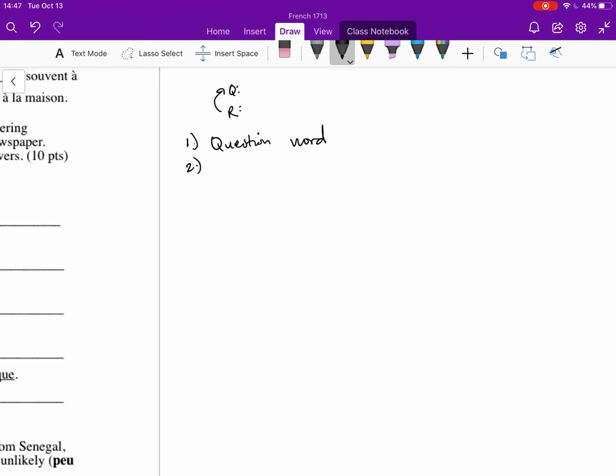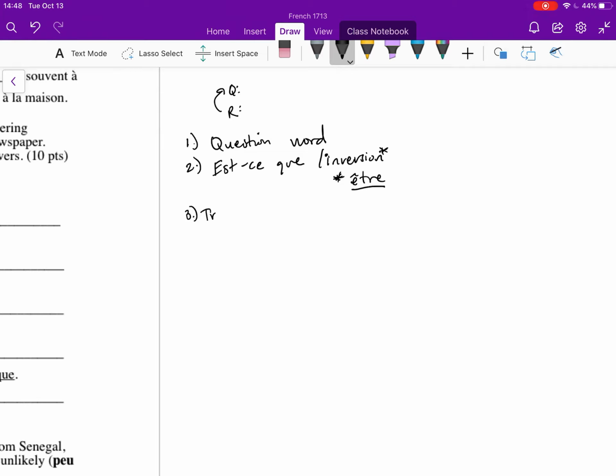Second, you will, let's see, what's the second thing, is transform. Picking between est-ce que and inversion. 90% of the time, it doesn't matter. You can do whichever one you feel most comfortable with, except the inversion. If you're using être, you must use the inversion. Okay?